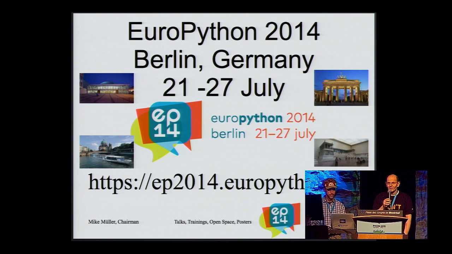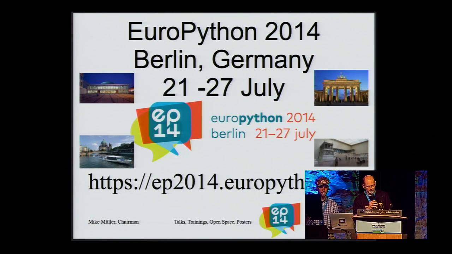Hello, everybody. If you enjoy Python conferences and you don't mind a little bit warmer weather, then I invite you to come to Berlin this summer on July 21st to enjoy EuroPython 2014. We will have about 1,200 people coming to the conference. We will have a lot of talks. We had 300 submissions for talks.